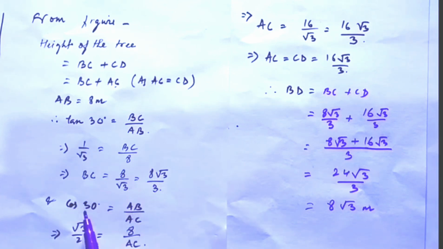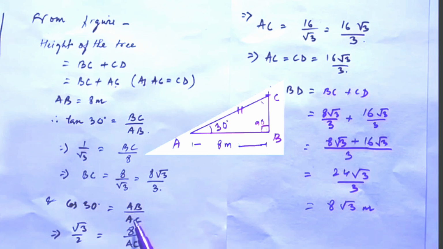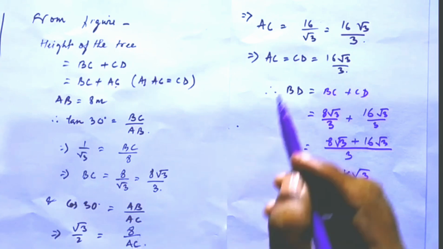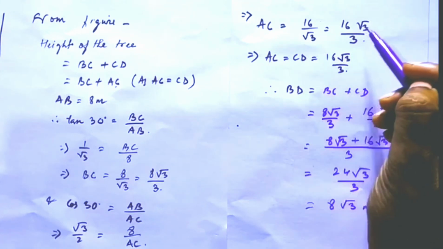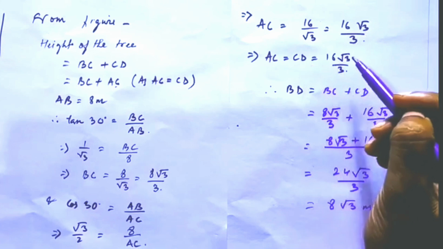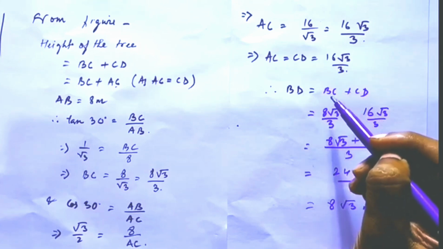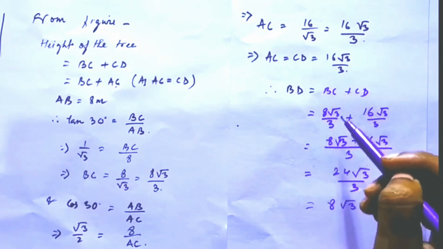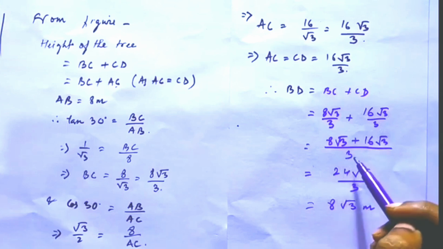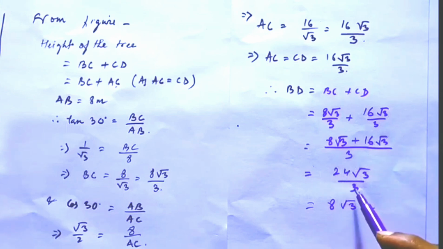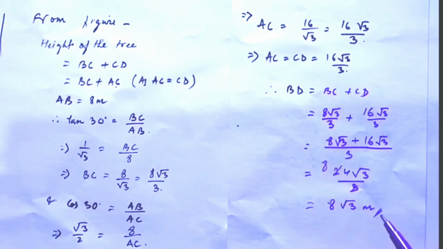Again cos 30 is equal to base by hypotenuse, AB by AC, so cos 30 is root 3 by 2, or 8 by AC, so we find AC equal to 16 root 3 by 3. So AC equal to CD equal to 16 root 3 by 3, so BD equal to the height of the tree, BC plus CD, so 8 root 3 by 3 plus 16 root 3 by 3. LCM is 3, we got 24 root 3 by 3, which is 8 root 3 meter, our answer.